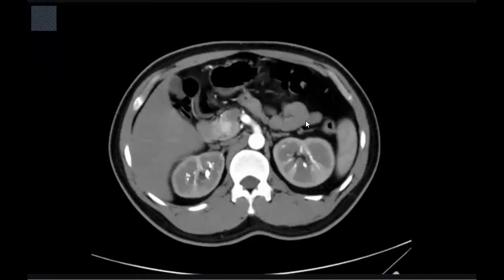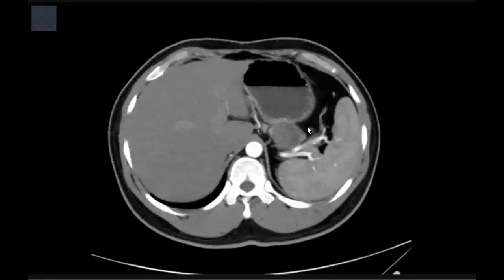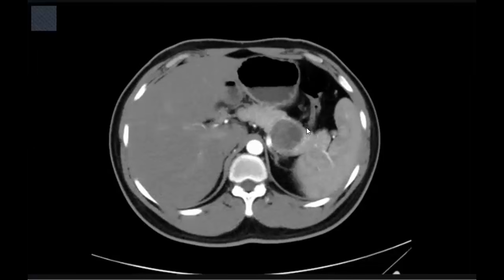Anything else? For the pancreatic lesion. Anything else?